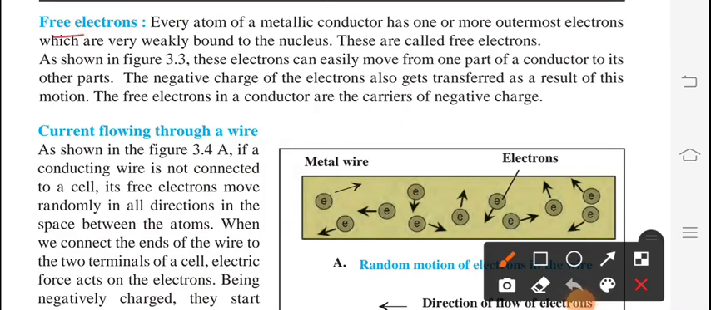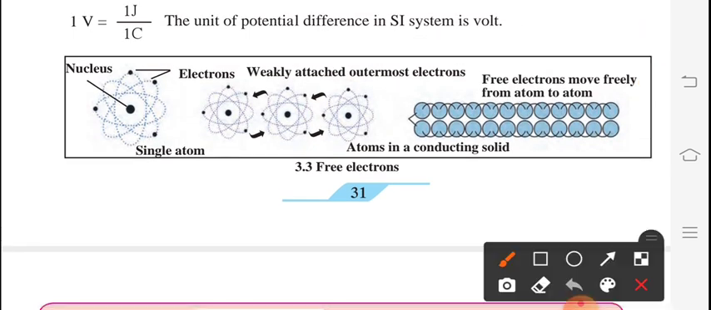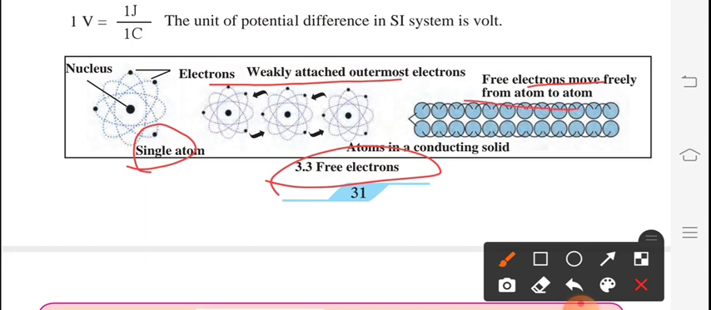Free electrons: every atom of a metallic conductor has one or more outermost electrons which are very weakly bound to the nucleus. These are called free electrons. Here in this diagram you can observe free electrons. Every atom has an outermost orbit, and in that outermost orbit electrons are revolving. They are very weakly bound to the nucleus, so we name them free electrons. And free electrons move freely from atom to atom.